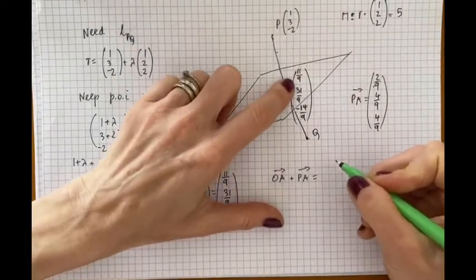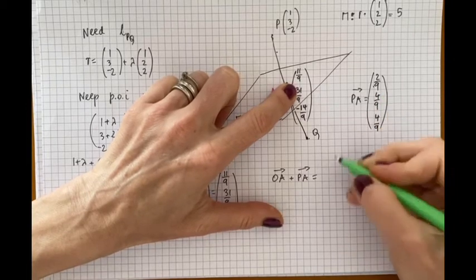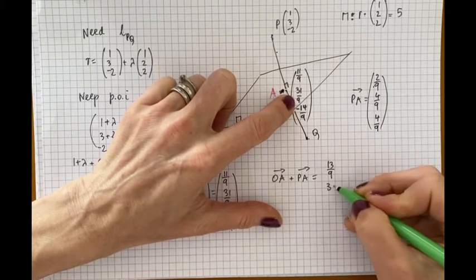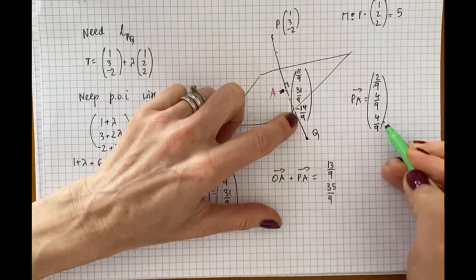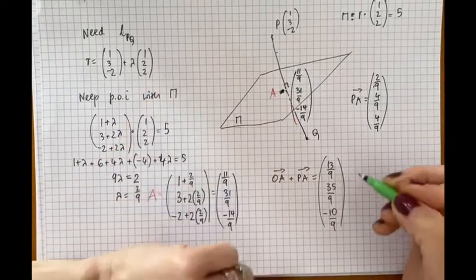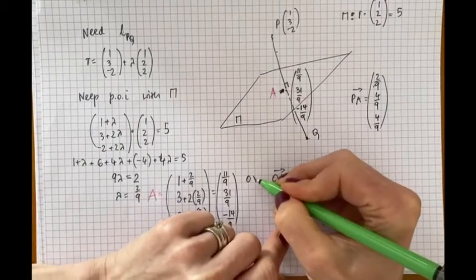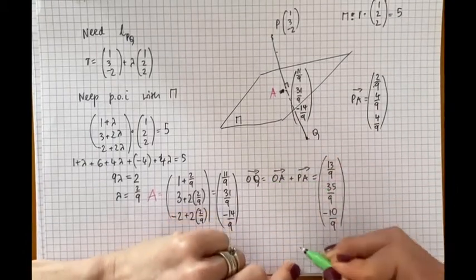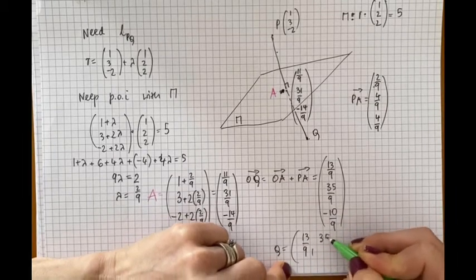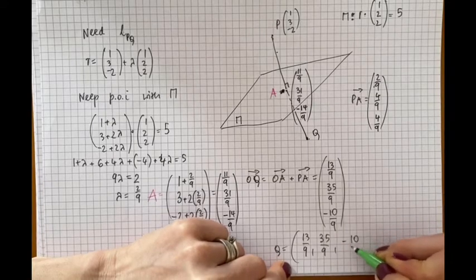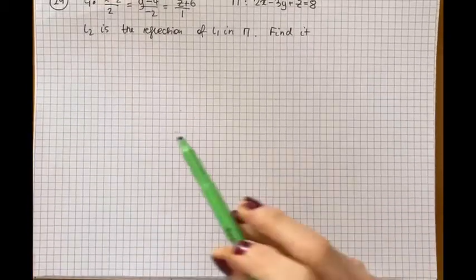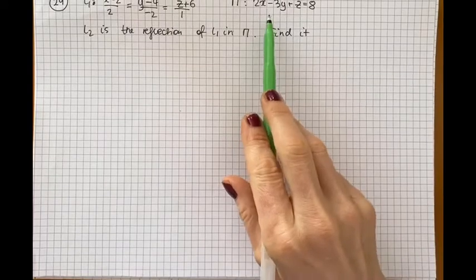So it's going to be 11 ninths plus 2 ninths. That will take me to 13 ninths. 31 plus 4 is going to be 35 ninths. And -14 plus 4 is -10 ninths. So this is our position vector of Q, which gives me 13 ninths, 35 ninths, -10 ninths. That's the final answer.